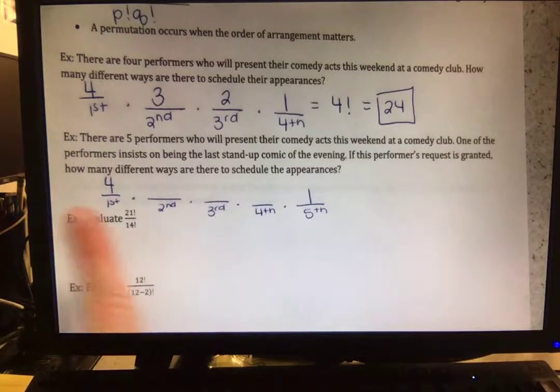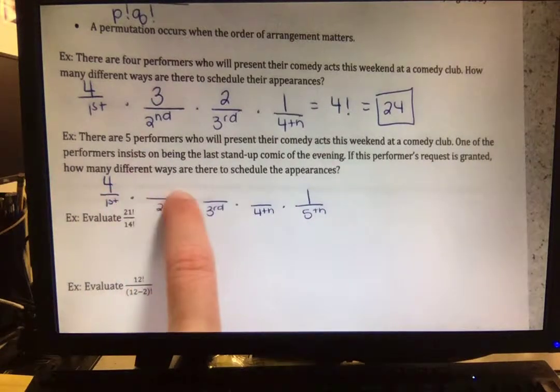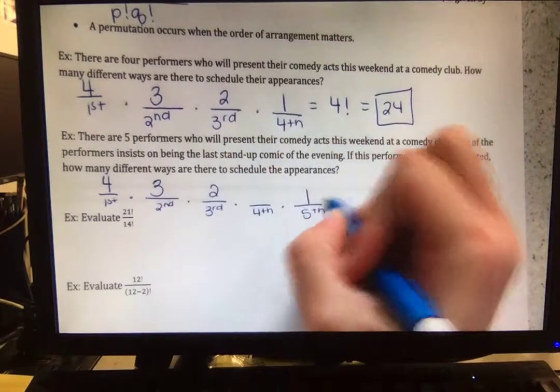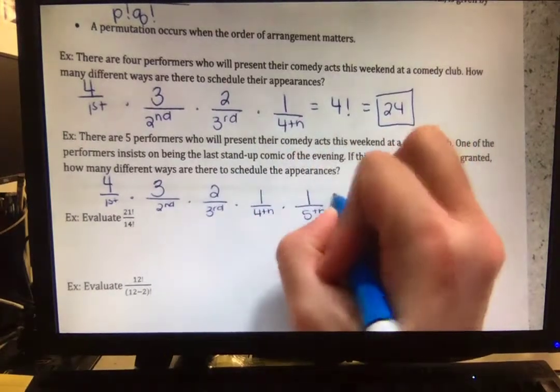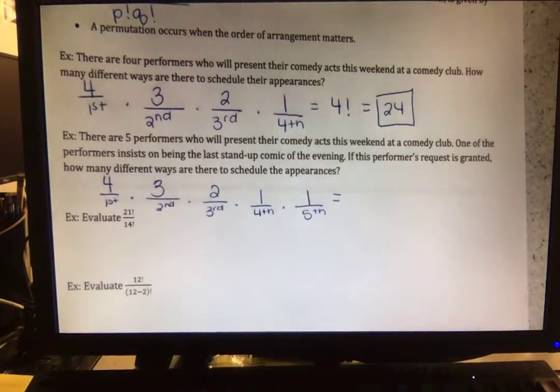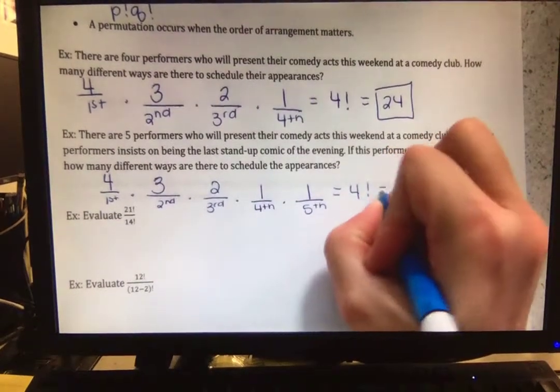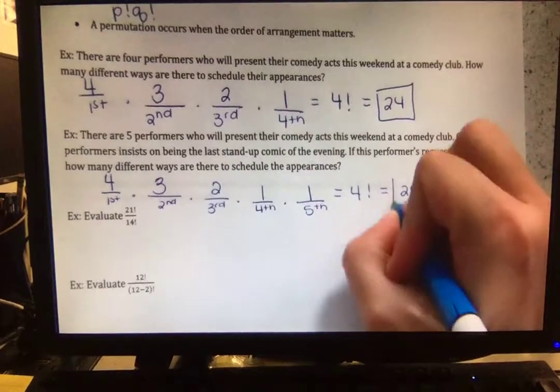So someone's going to be chosen to go first. How many people are left over to go second? 3, third, 2, fourth, 1. So what is it? 4 times 3 times 2 times 1 times 1, which is another way of saying 4 factorial, because 1 times 1 is still 1. So we still have 4 factorial, which is what? 24.